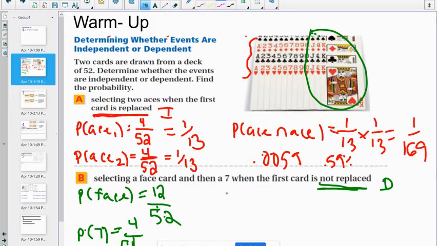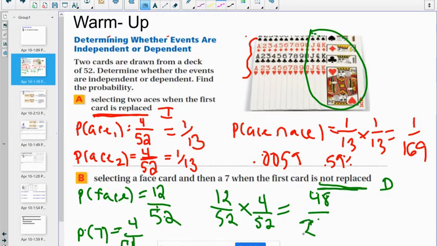Now we'll multiply. We have 12/52 times 4/51. And that's going to be 48 over 2,652. Remember, you always want to reduce and simplify your fractions. So that reduces to 4 over 221. So that is the fraction answer.